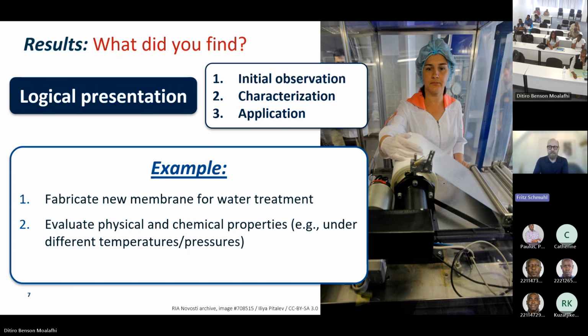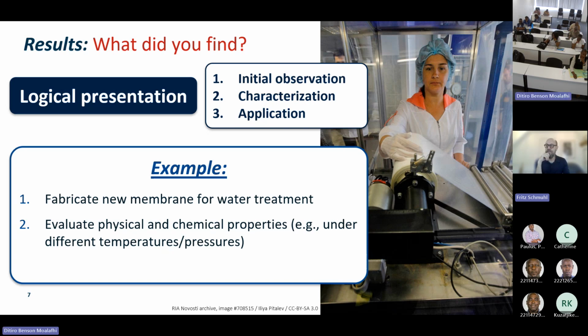So let me use an example. And as I mentioned yesterday, the example I use here is actually the one that is illustrated in this photograph. So in this case, an author developed a new water membrane for water treatment. So yeah, there you have the initial characterization, talking about how the membrane was fabricated.